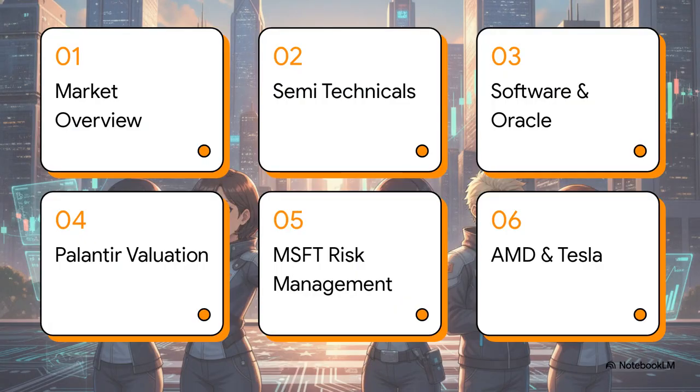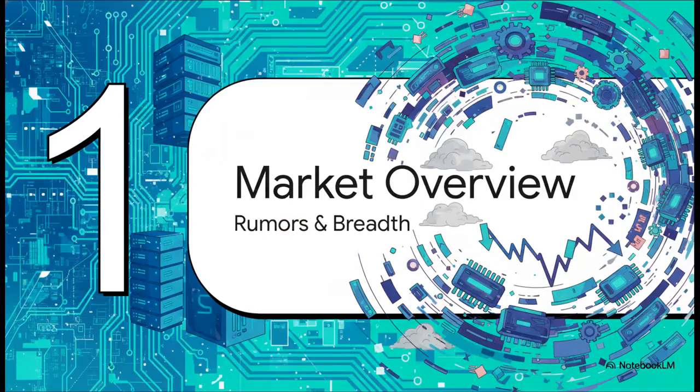We've got 6 main stops, starting with the market overview and rumors. Then we'll look at semiconductor technicals, the software sector and Oracle, Palantir's valuation, Microsoft risk management, and we'll wrap things up with AMD and Tesla technicals. All right, part 1, market overview and rumors.